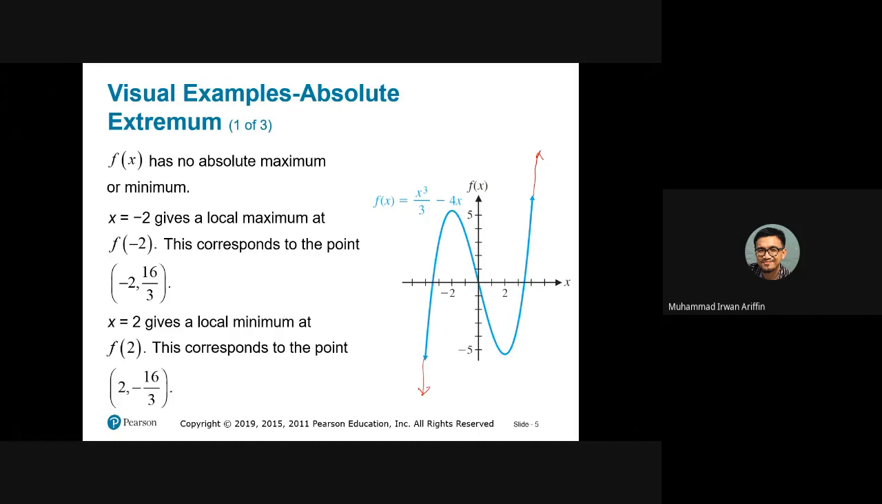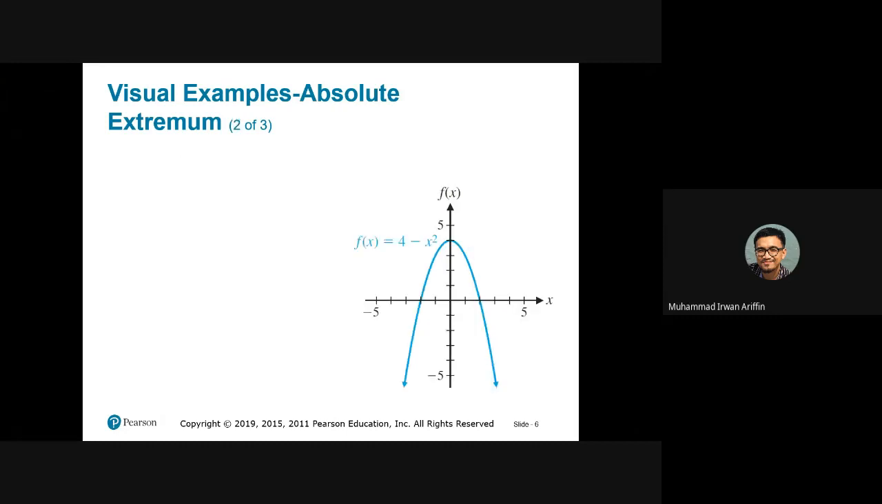And we have a local minimum here, where this is the lowest point compared to all other x's within this neighborhood. I hope by looking at this example, you should be able to distinguish between local extremum and absolute extremum.